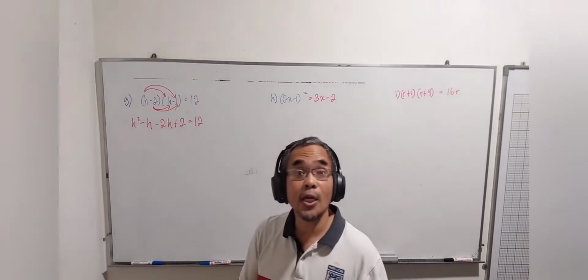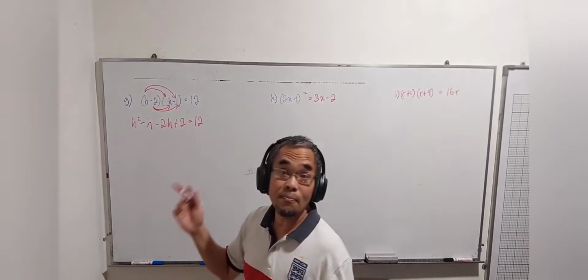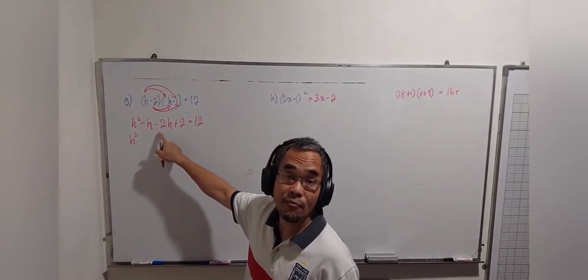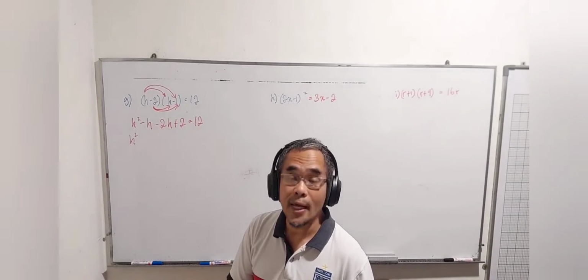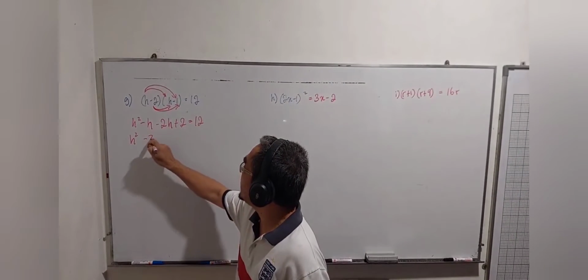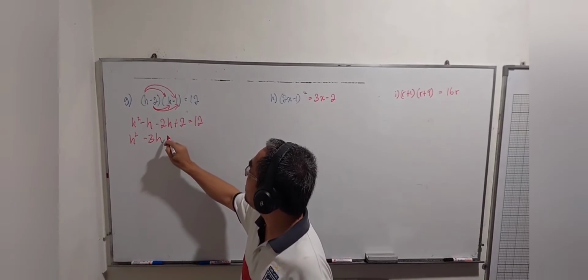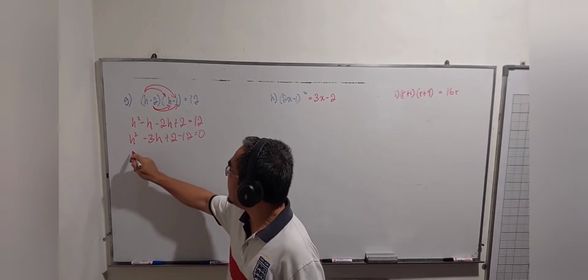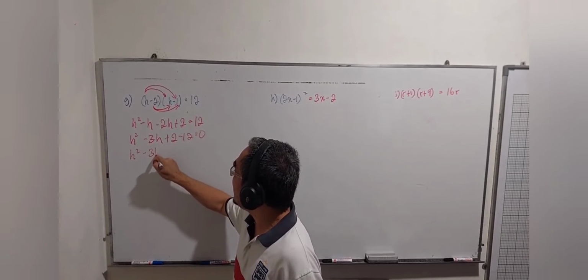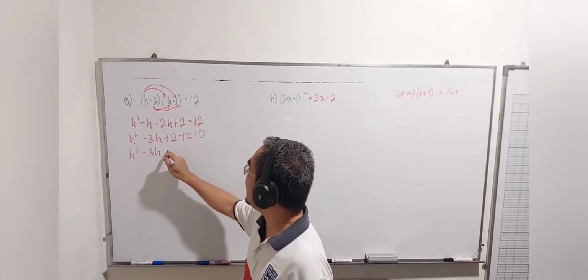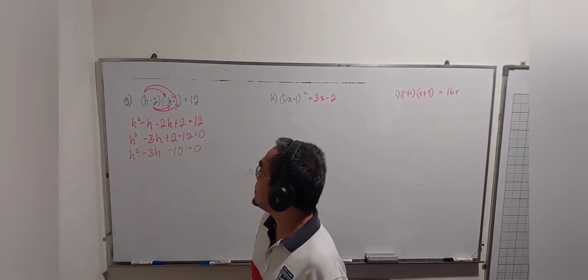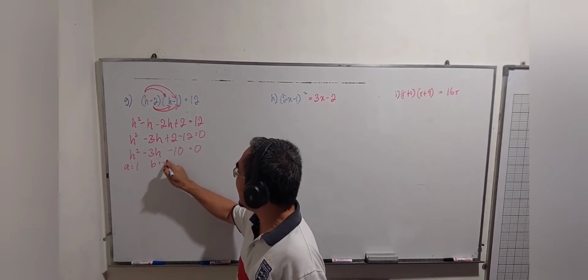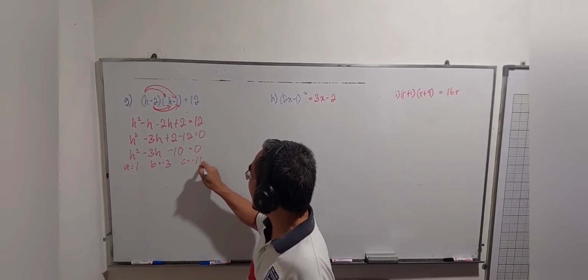Then I'll make it into general form. I will simplify that first. It means h squared, and then negative h, negative 2h: you press the calculator, negative 1, negative 2, you will get negative 3h. And then plus 2 minus 12. You have to simplify further: 2 minus 12 will be negative 10, equals 0. And then a will be 1, b is negative 3, c is negative 10.